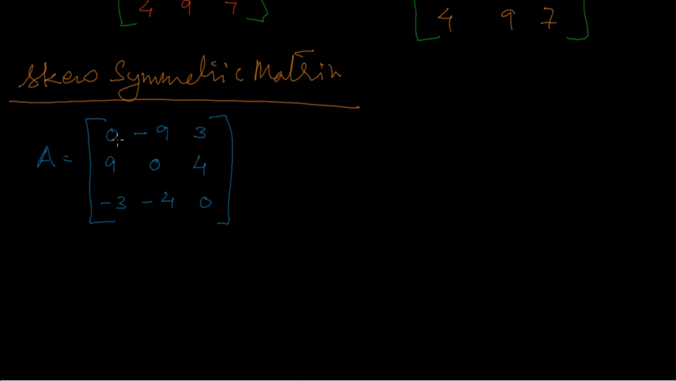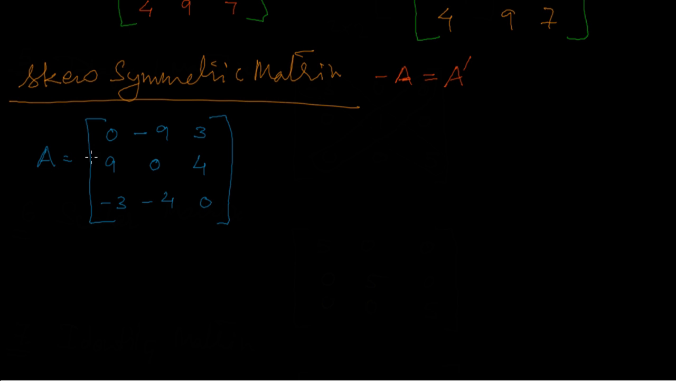In a skew symmetric matrix, the main thing is that the value of the elements on the diagonal would always be 0. So what is the definition of the skew symmetric matrix? If the negative of a matrix is equal to the transpose of that matrix, then matrix A is a skew symmetric matrix.